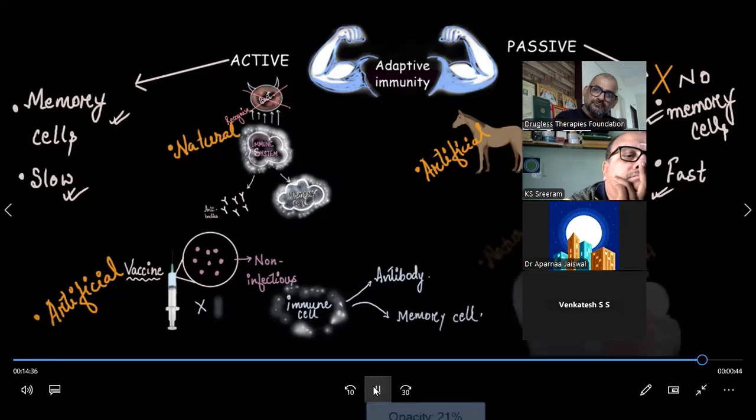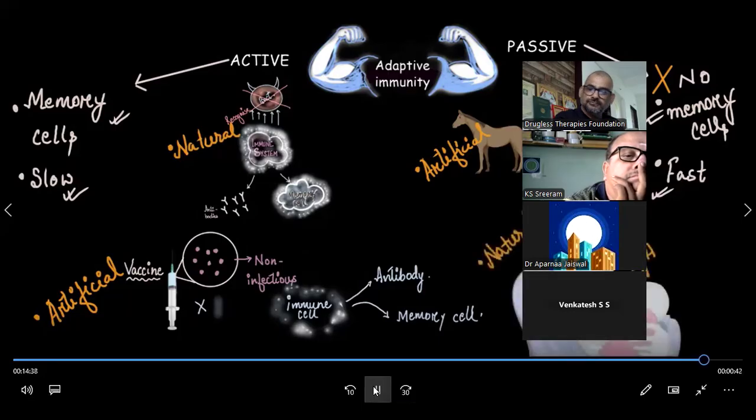Now, this natural passive immunity is the one that you, me, and every one of us have got as a newborn child. We get IgA, which is immunoglobulin A, or we can call it an antibody, from our mother through the breast milk. And that provides immunity to the newborn child. So this type of immunity is passed on from a mother to a child. We do not have to put in extra effort in order to get this immunity.